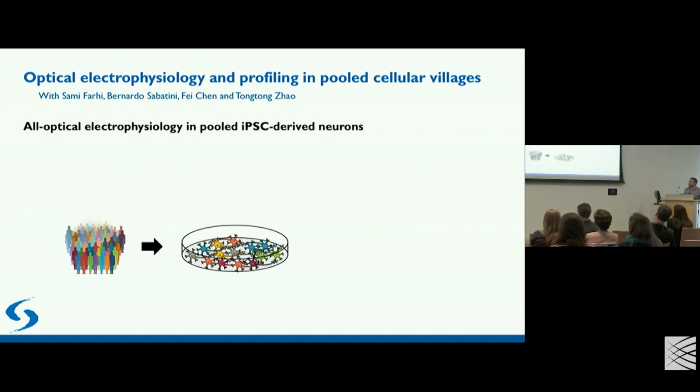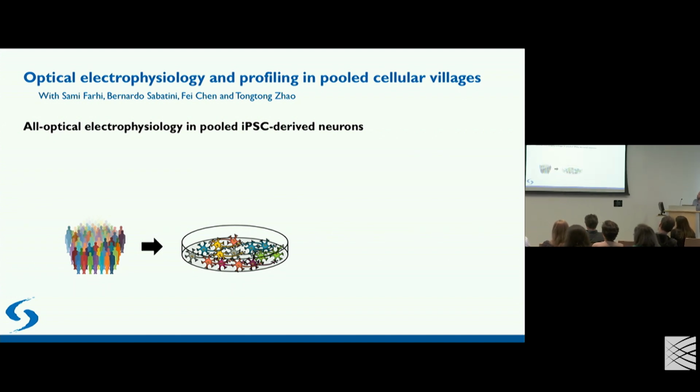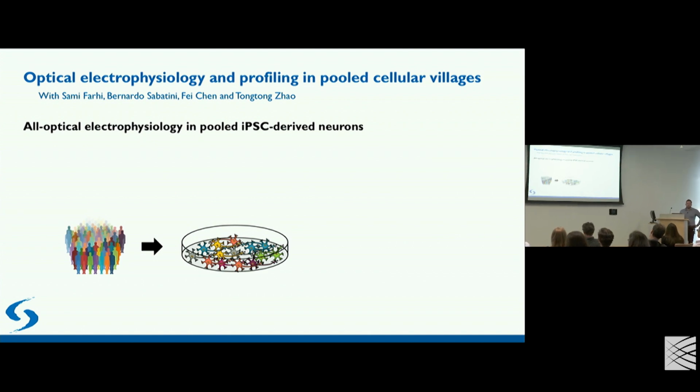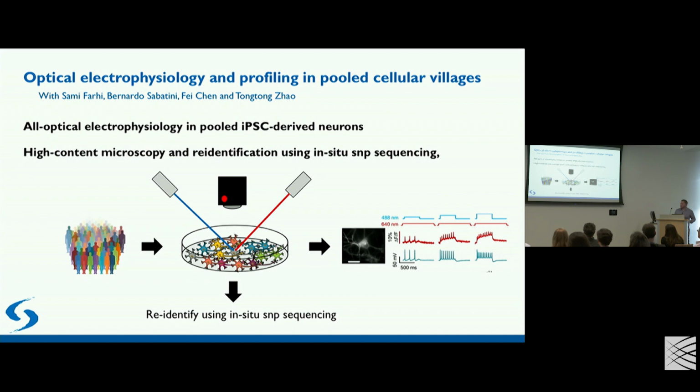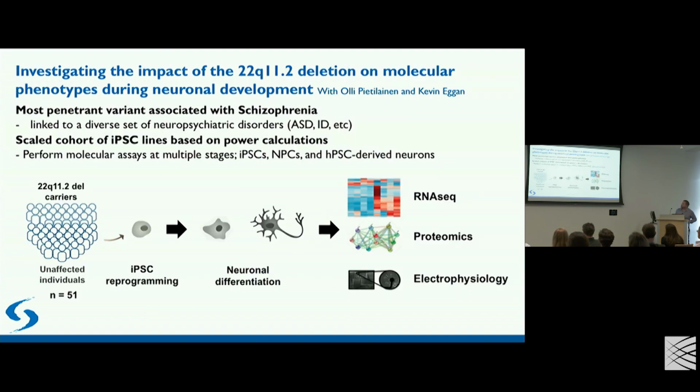We're also working with Sami Farhi, Bernardo Sabatini, Fei Chen, and Tongtong Zhao and his group to work on an optical profiling platform where we can perform all optical electrophysiology using an OptiPatch construct developed in Adam Cohen's lab at Harvard to develop functional profiles of stem cell-derived neurons in a dish, and then use in situ SNP sequencing to identify the cell lines based on their spatial location to look at interactions between different neurons, whether it's a disease and non-disease, or just different genetic backgrounds, and see how their electrophysiology might differ.